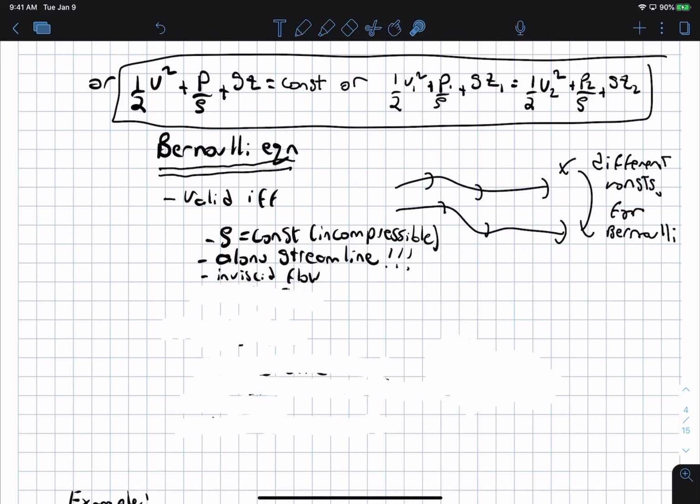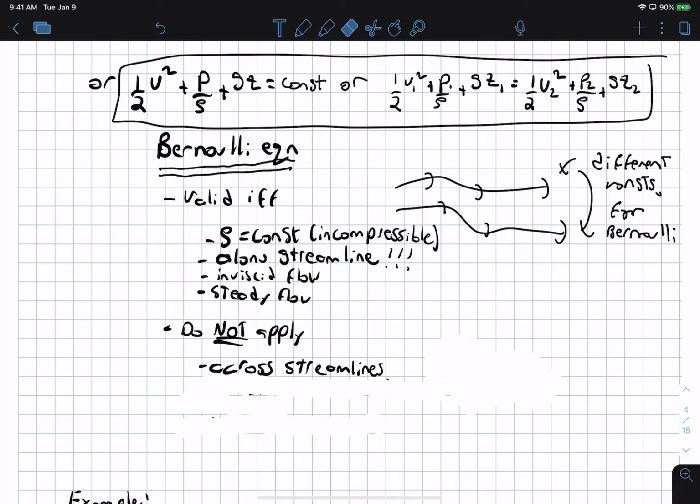Later on, when we discuss pipe flow, we will actually correct for that and then add the influence of viscosity, which causes pressure drop in pipes and things like that. And we assume that the flow is steady, meaning that the streamlines are not changing with time and the velocity is not accelerating. Okay, and I repeat, do not apply the Bernoulli equation across streamlines. I know some of you will do it, and you will be docked massive points on homework and quizzes.